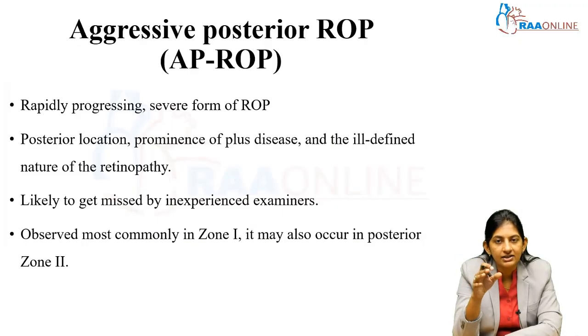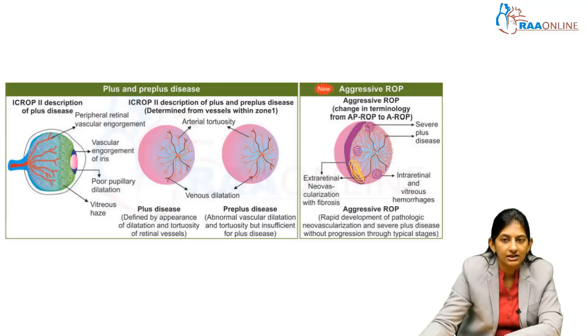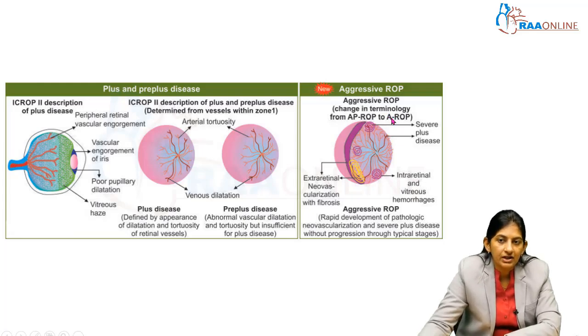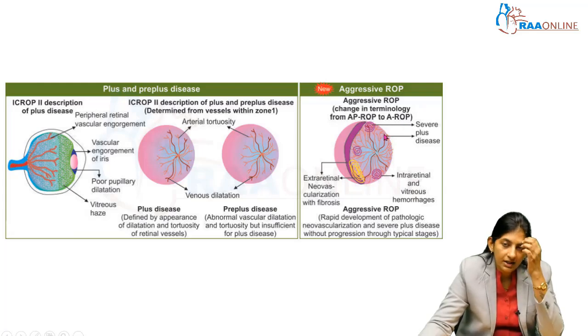So this is the aggressive posterior ROP. Previously it was called aggressive posterior ROP. Now the newer terminology is aggressive ROP. It is not posterior; the newer term has come up. This is called an aggressive ROP. Basically, this aggressive ROP, as the name suggests, is a severe plus disease.